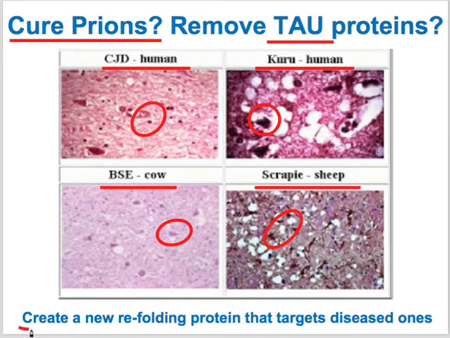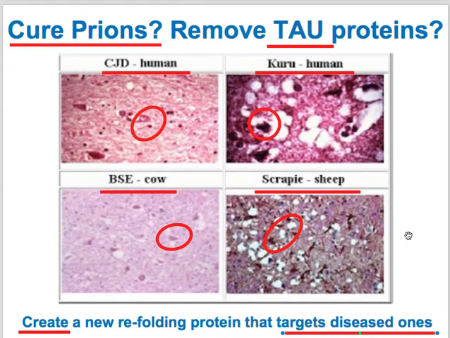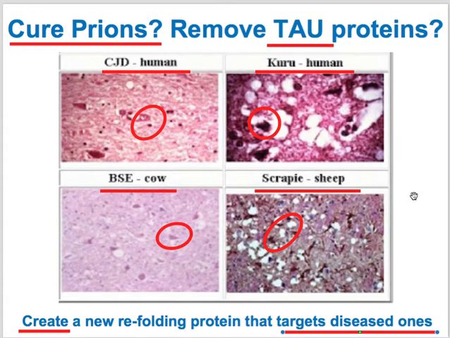What if we could create a refolding protein and send it into the brain that would come in and refold the prion back into something else, right? What if we had something like that?